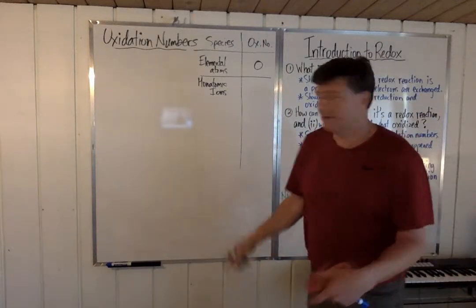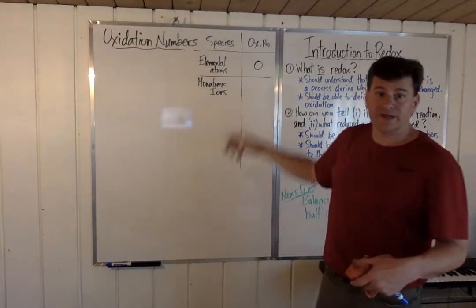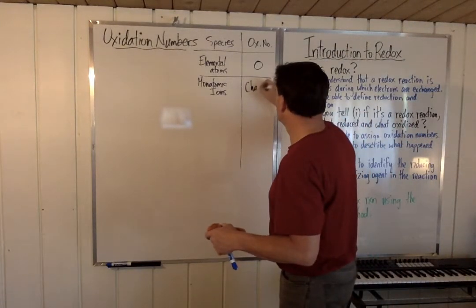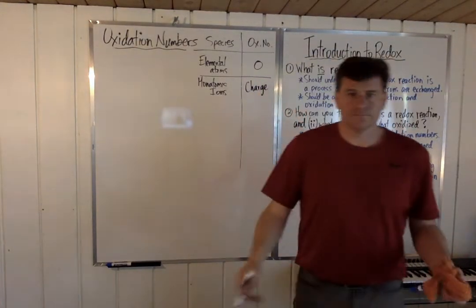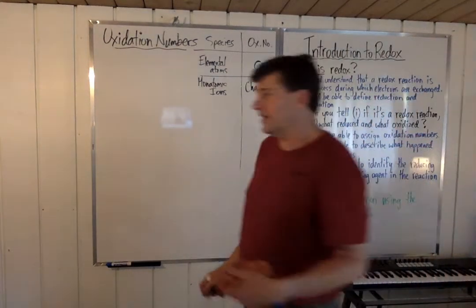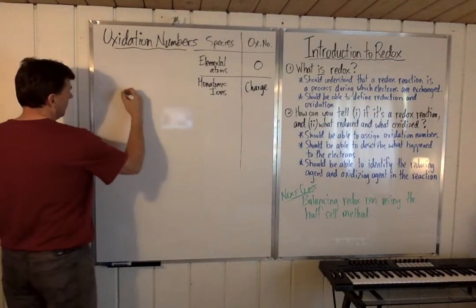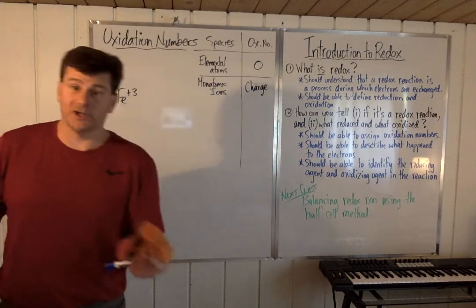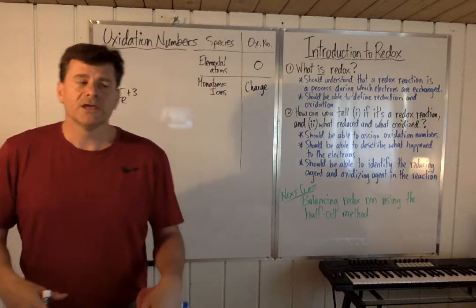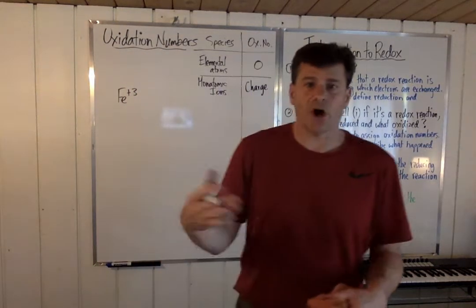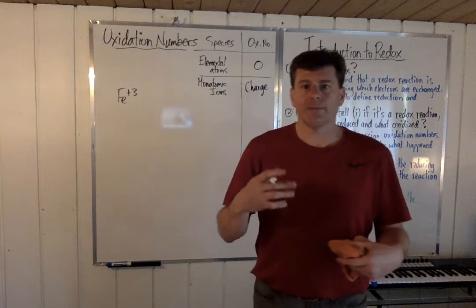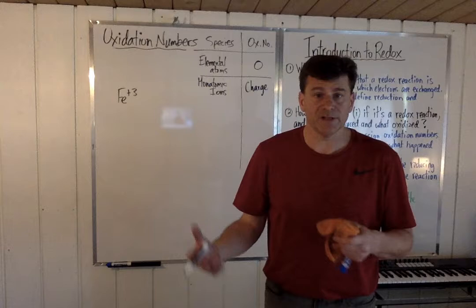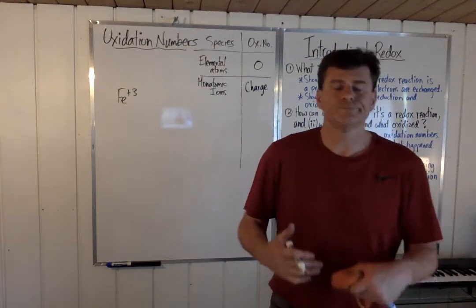Monatomic ions, I can't really write something over here, because the oxidation number is the charge, whatever the charge would be. So if you have, I don't know, an Fe+3, the oxidation number of Fe+3 is +3. You will also sometimes hear it called an oxidation state. So the oxidation state or oxidation number of an Fe+3 is +3.